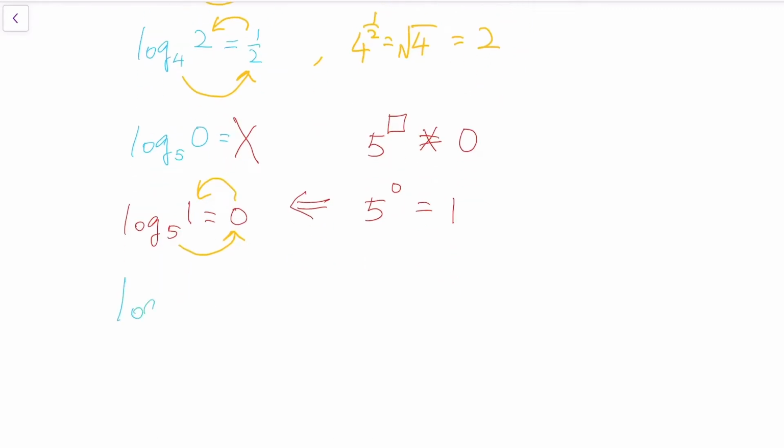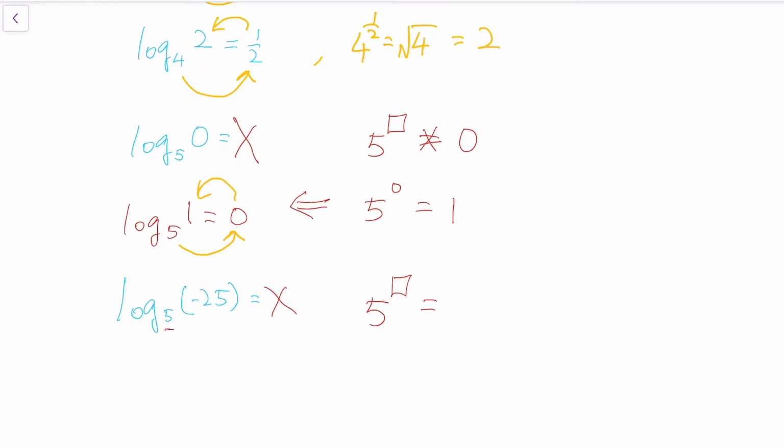Next, what about log base 5 of negative 25? Answer in 3, 2, 1. Again, whoever did not give an answer is right. Because again, a positive number, which is 5, when raised to no matter what power, would give you a positive number.